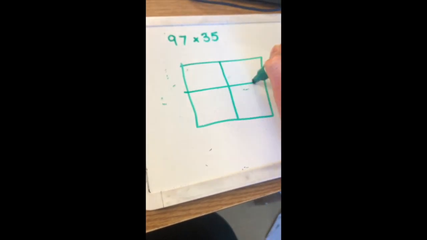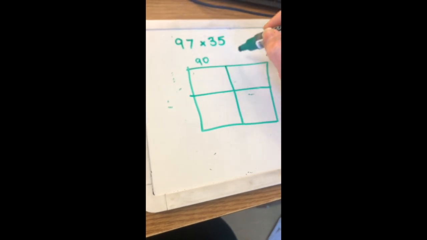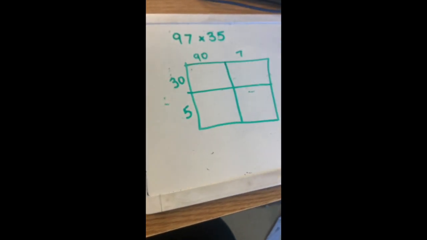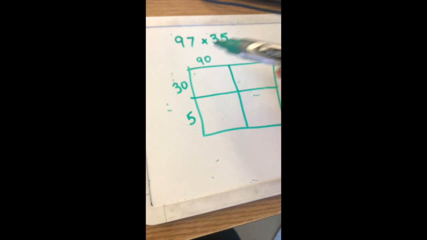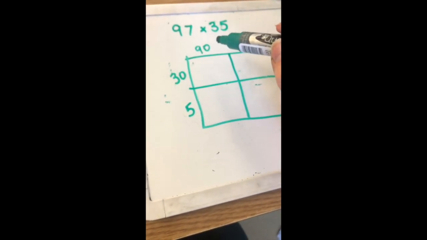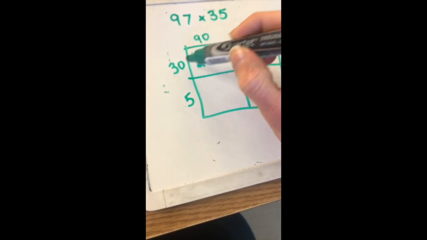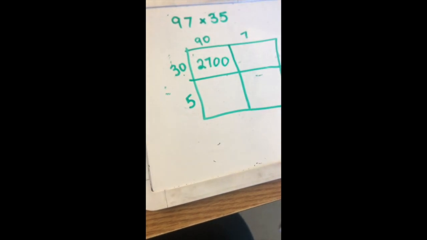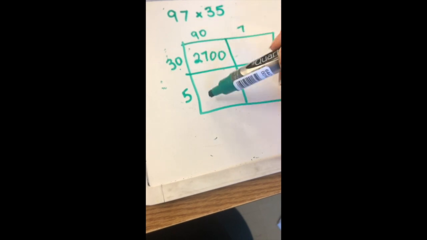So I'm gonna make my box, gonna make the window. Make sure that if you're using a different strategy, 90 and 7, you just check that you have it correct. We can use whatever strategy works for us. So I'm gonna start by multiplying them together. 90 times 30. So I know that 9 times 3 is 27. These two are both multiples of 10. So I'm just gonna add 2 zeros.